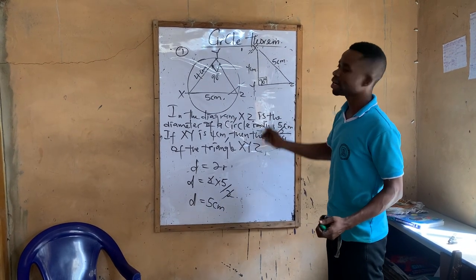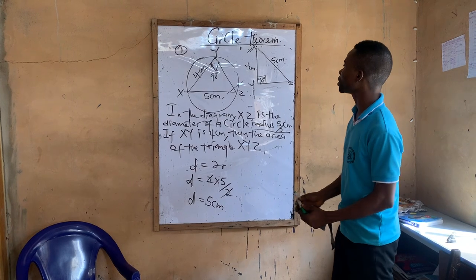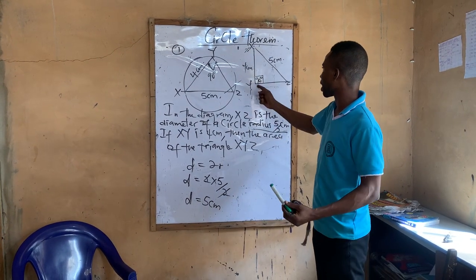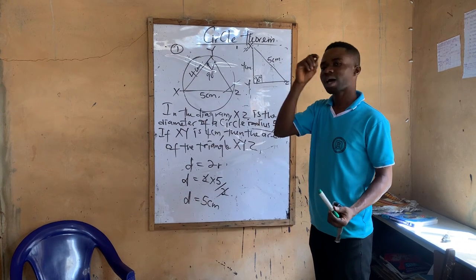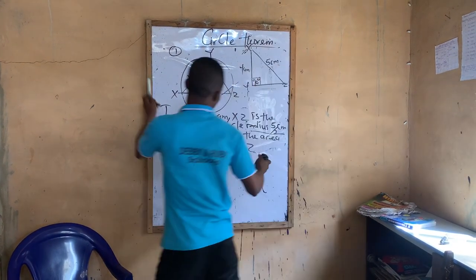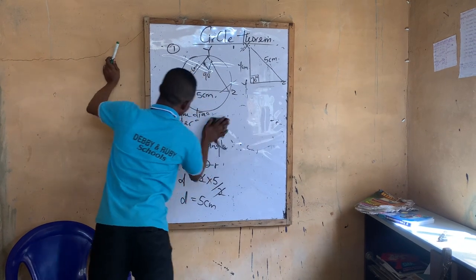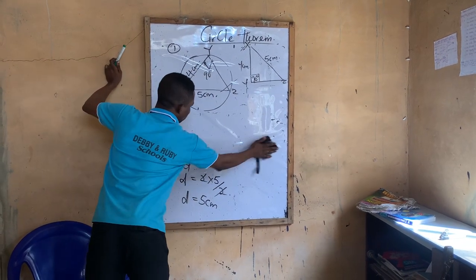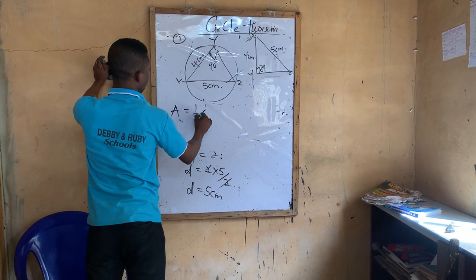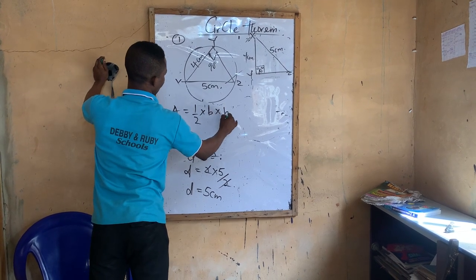Now, to get the area of this right angle triangle, I'll just use half base times height. That shows that the area of a triangle is half times base times height.